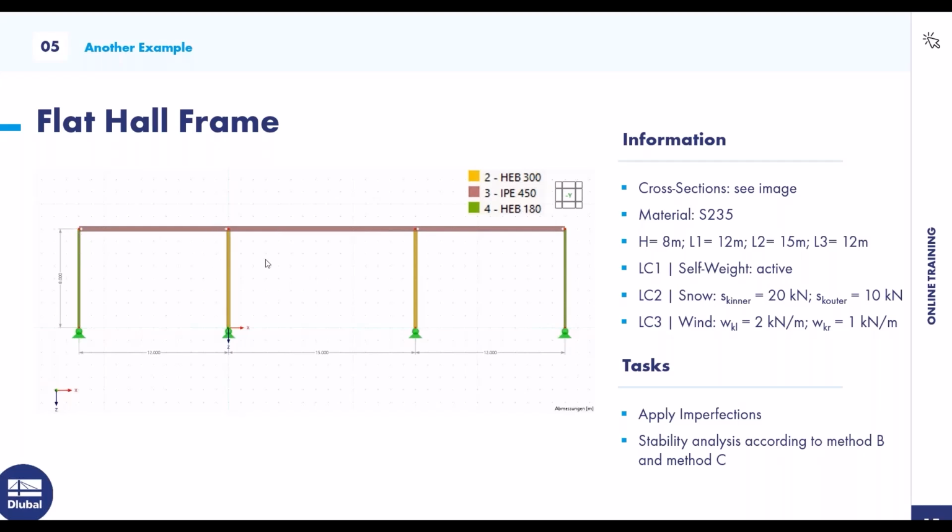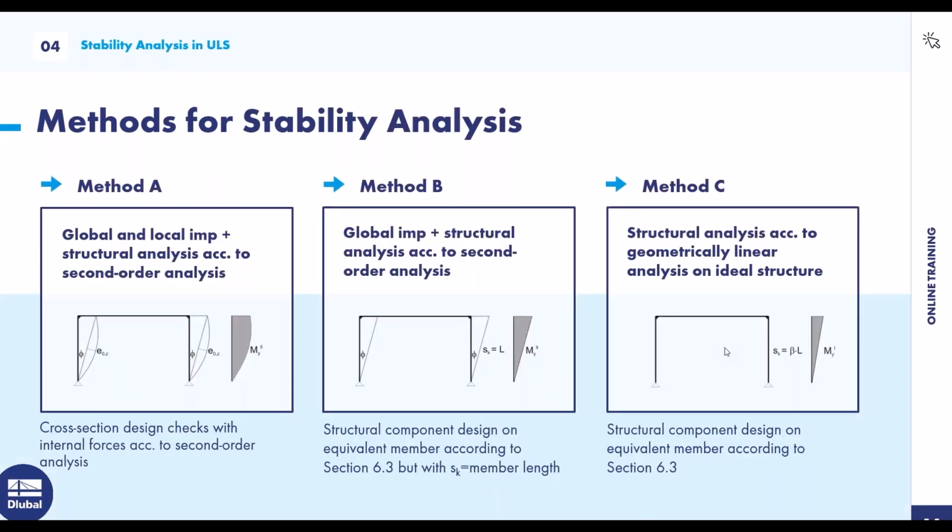So that's all for the introduction. Okay, snow load case, I can show that in the program as well. The task for this example is to apply imperfections, and we will do a stability analysis according to method B and method C. I start with method C without imperfections, and then I turn to method B, where the imperfections are necessary. Now we can turn back to the slide. That's with the determination of the buckling lengths, without imperfections, and method B with imperfections.